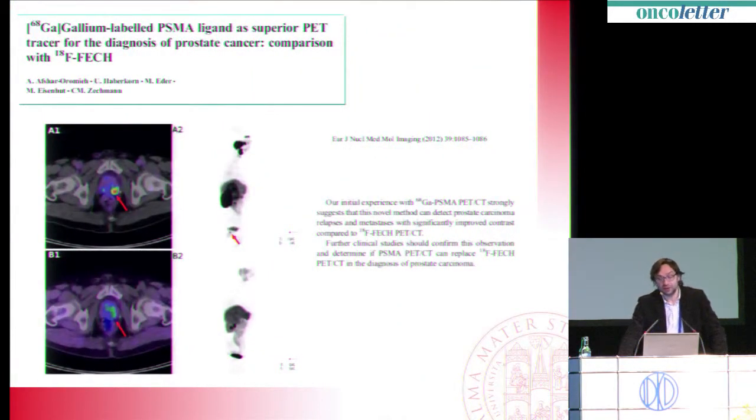That's an animal model, and these are the first human studies presented by the group in Heidelberg that indeed are pioneering this research with a gallium-labeled PSMA ligand. As you can see, there is a nice depiction of the tumor.